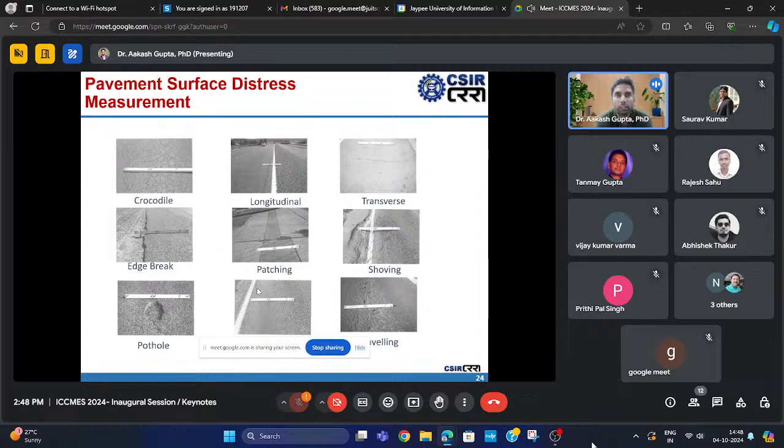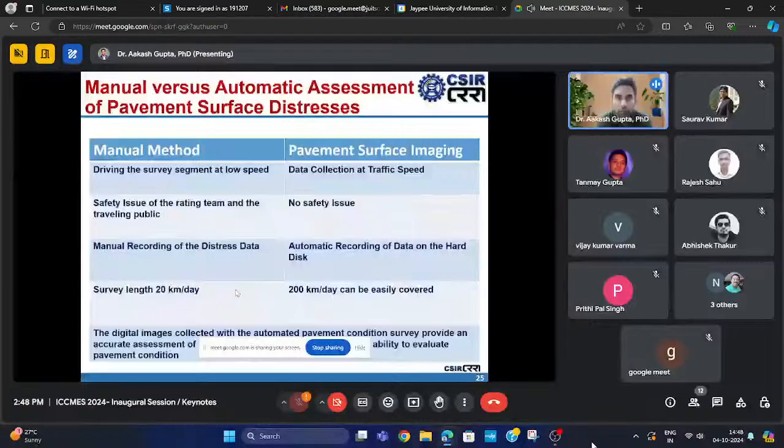So you know the surface distresses. This is cracking, alligator cracking, this is a longitudinal crack, this is a transverse crack, and this is patching, edge break, pothole, etc. All these distresses we can identify using the cameras which are installed at the backside. This is the modern technology which we are using.